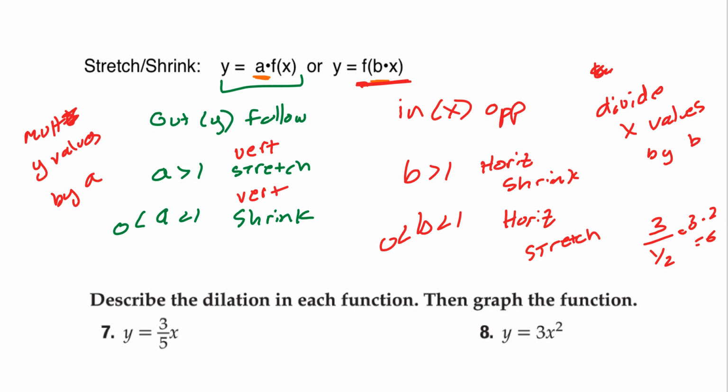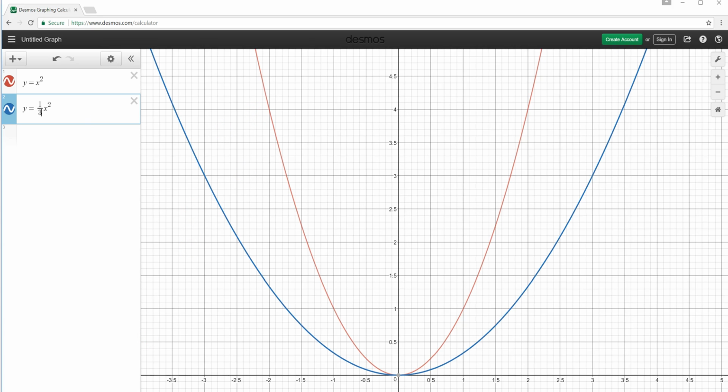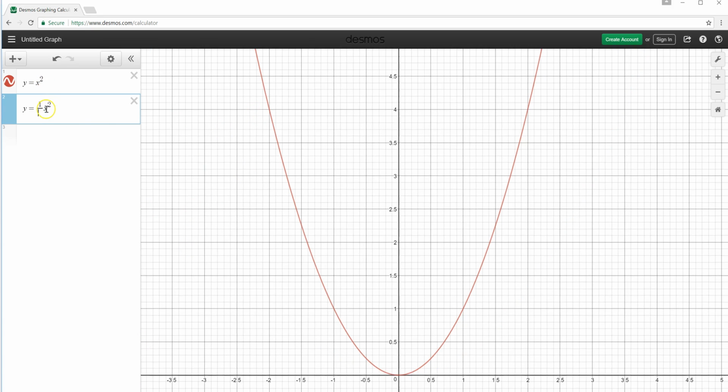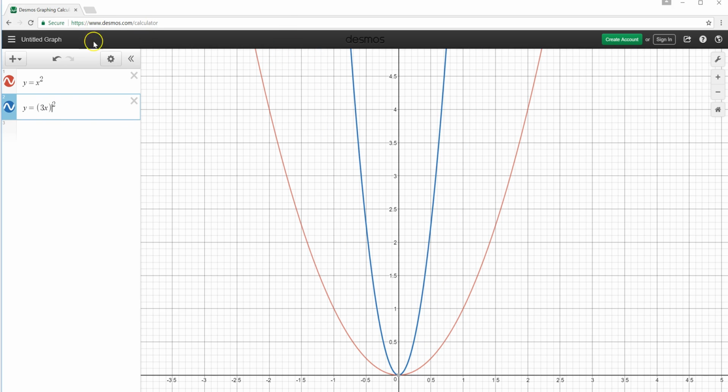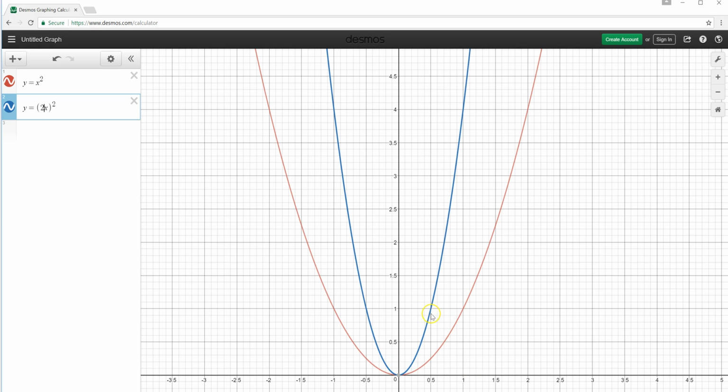Again, best way to show you, I'm just going to go back to decimals. So in this case, let me put something in parentheses. So parentheses 3x. Right, now again, what do we say? Inside opposite, so we're going to divide all our x's by 3. So at 1 divided by 3, it hits at like a third of that. Right here. I could count. Probably 2, but a little easier. Right, so at 1 it hits at 1/2. Right, so it's a horizontal shrink.